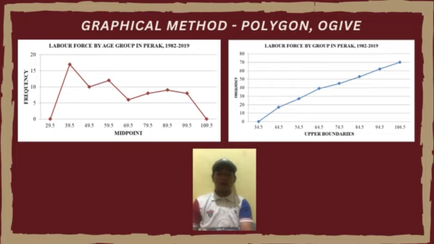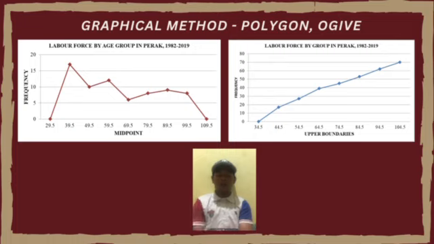Okay, I'm going to present about the graphical method. As we know, graphing is a common way to visualize and illustrate the relationships in data in business statistics. The objective of a graph is to show data that is diverse and complicated, and represent it in less space than text. So our data is shown in two different types of graph, which are the polygon and the ogive.